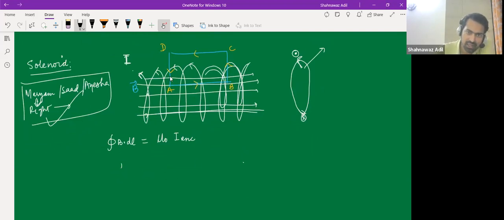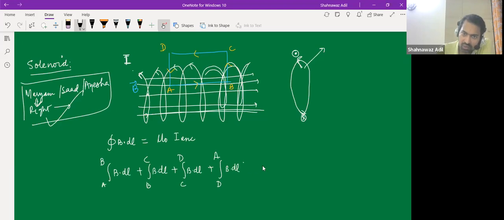Now let's say that this loop has four lines. So we will calculate the magnetic field. First from A to B, B dot dl, plus from B to C, B dot dl, plus C to D, B dot dl, plus D to A, B dot dl. This is equal to mu naught I. Is this clear, guys?